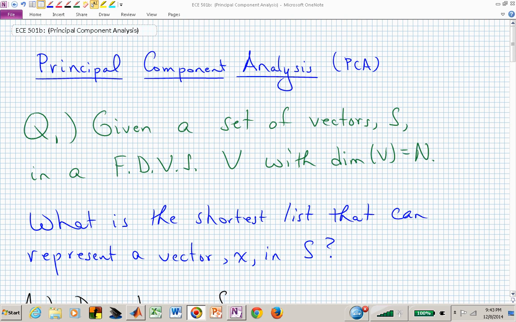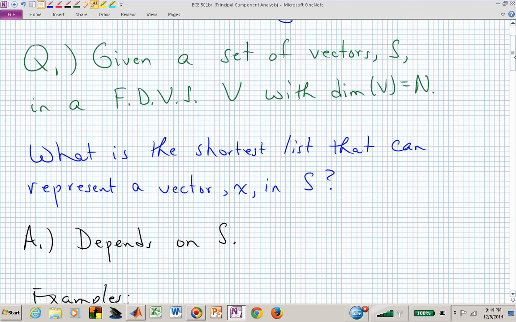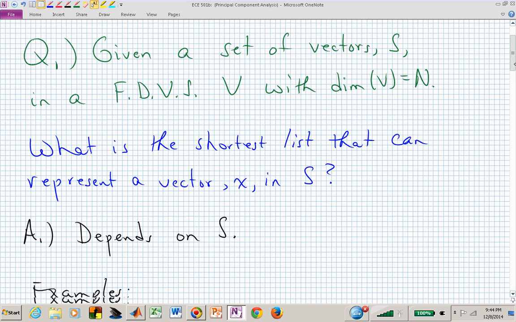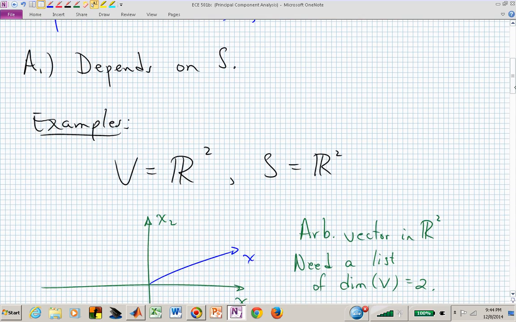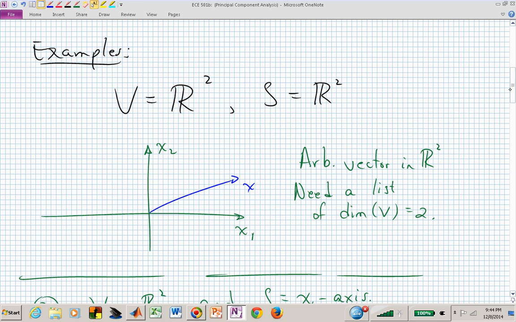If we're given a set of vectors or points in a finite dimensional vector space V with a dimension of, let's say, capital N, what is the shortest list of vectors that can represent a generic vector x in this set of vectors S? As we've talked about before, that depends on what S actually is, and here are a few examples.